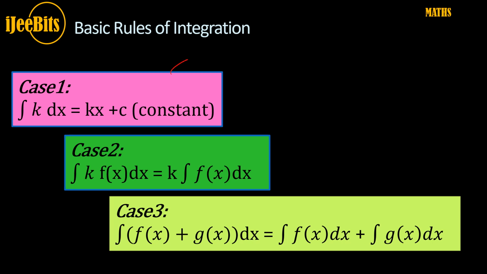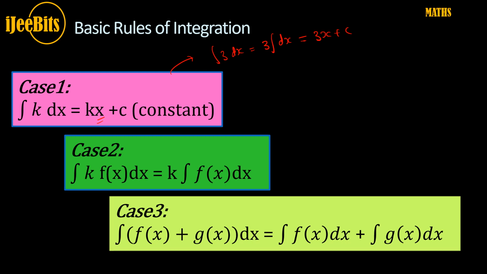So let's look at the integration of 3 dx. 3 is a constant, so you take it out from the integration and just do the dx. dx is nothing but 1 dx. So 1 dx is nothing but x. So you apply it: x plus c. That's the answer.